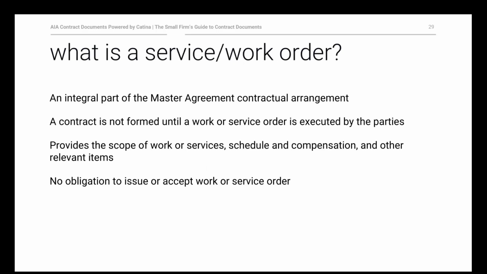The work order is an integral part of the ultimate creation of the contract. It goes with a master agreement, but it's important to note a contract, a binding contract between the parties, isn't formed until the work or service order is actually executed, right? So if you think about it, your master agreement has a bunch of terms, but it doesn't have some of the key things that we talked about. It doesn't have scope. It doesn't have compensation. It doesn't have time for performance. Those are critical elements for the formation of a contract.